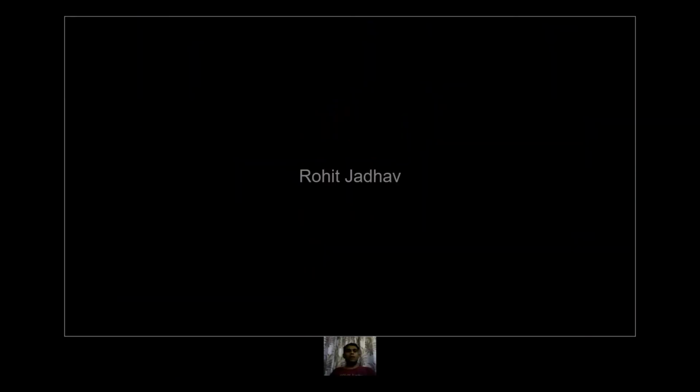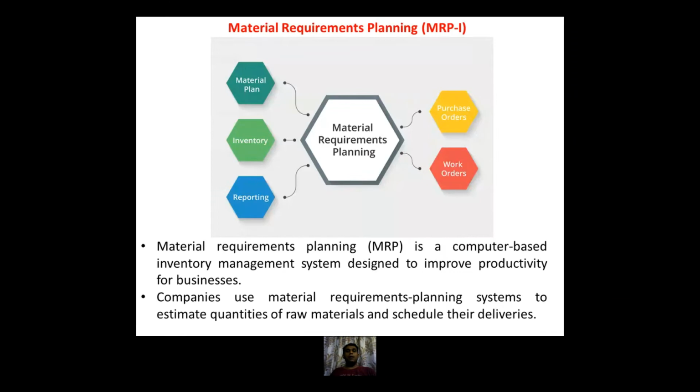Now MRP is nothing but material requirements planning, which is also called as MRP1. Materials requirement planning (MRP) is a computerized based inventory management system designed to improve productivity for business. Companies use MRP systems to estimate quantities of raw materials and schedule their deliveries. So the primary agenda for which this MRP tool has been used is to improve the productivity of the business or of the organization, by estimating the quantity of raw material and by scheduling their deliveries.